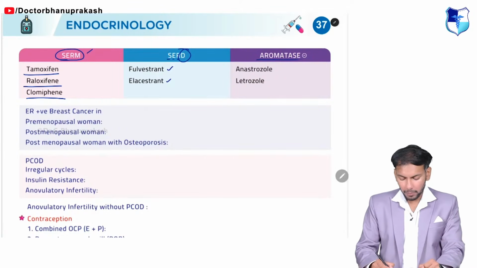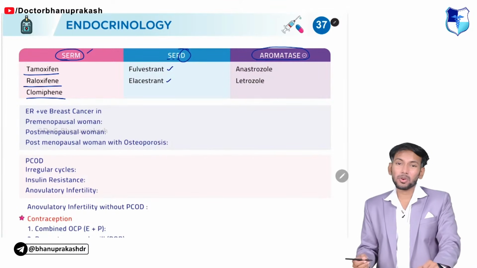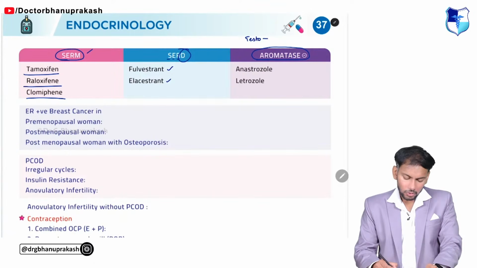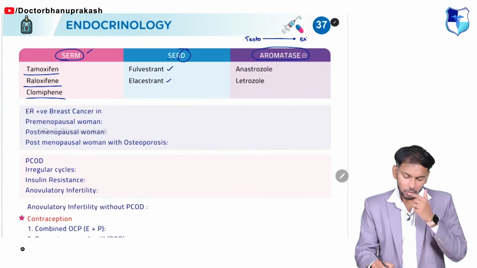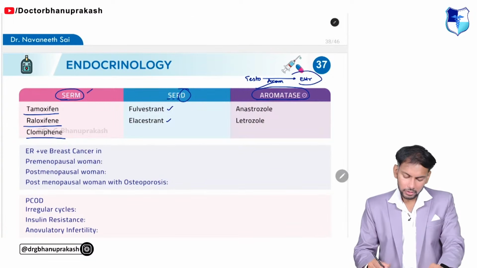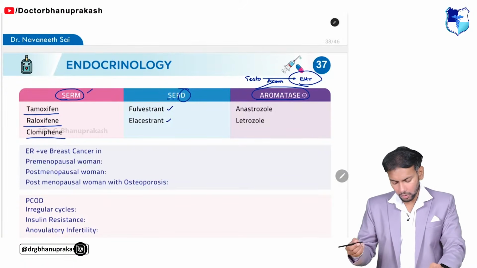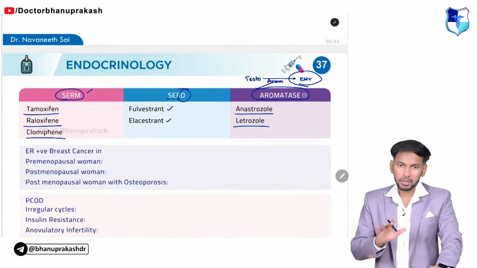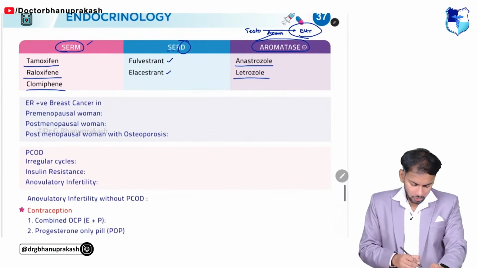Next is aromatase inhibitor. What is aromatase inhibitor? See, in postmenopausal females, testosterone is converted into estrogen with the help of an enzyme called aromatase. So, if you block this aromatase, estrogen will not be formed. All of these are anastrozole and letrozole. Now, I want you to remember these drugs, that is fine. But what are the uses of these drugs?